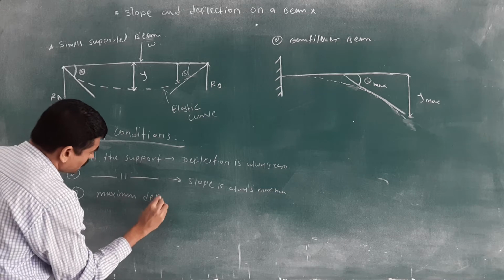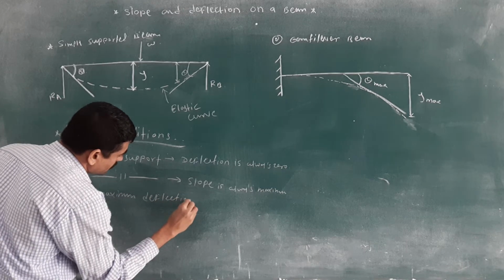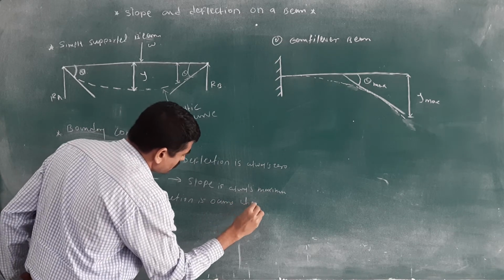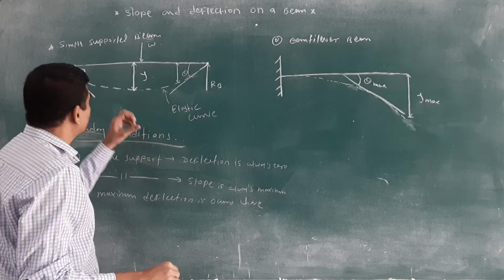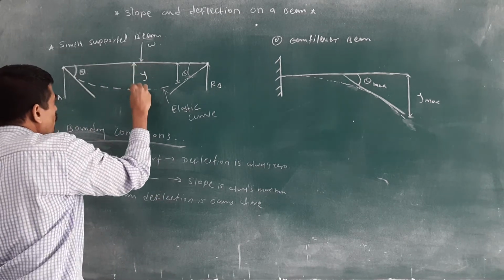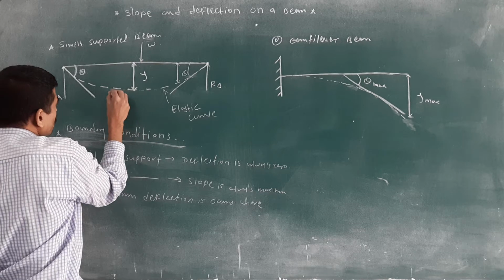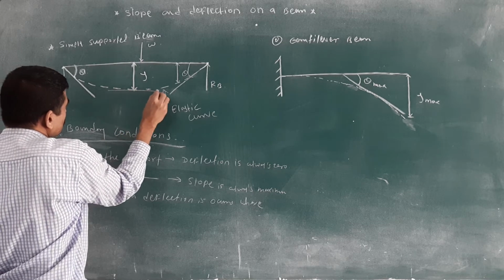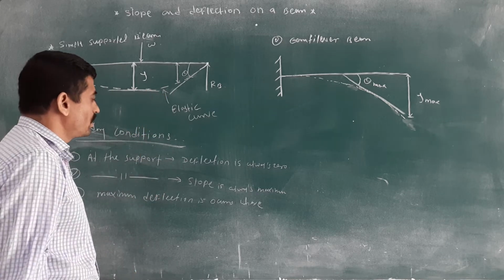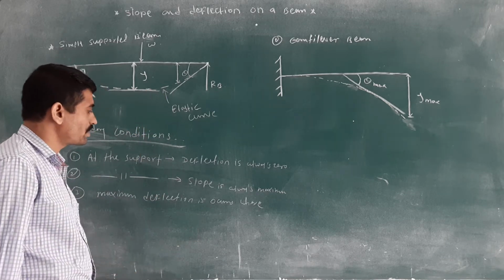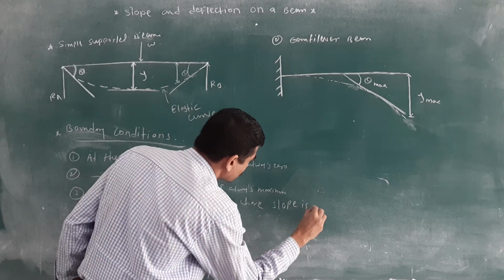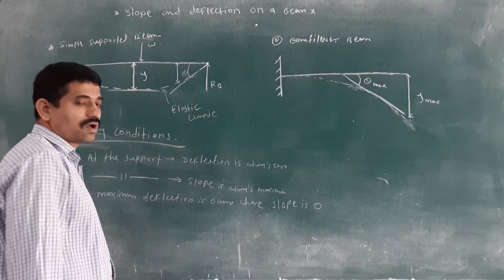Maximum deflection occurs where the slope is what? Suppose this point has the maximum deflection. What about the slope? If you draw the tangent to that elastic curve, there is no slope, meaning 0. Maximum deflection occurs where slope is 0. All of you getting this?